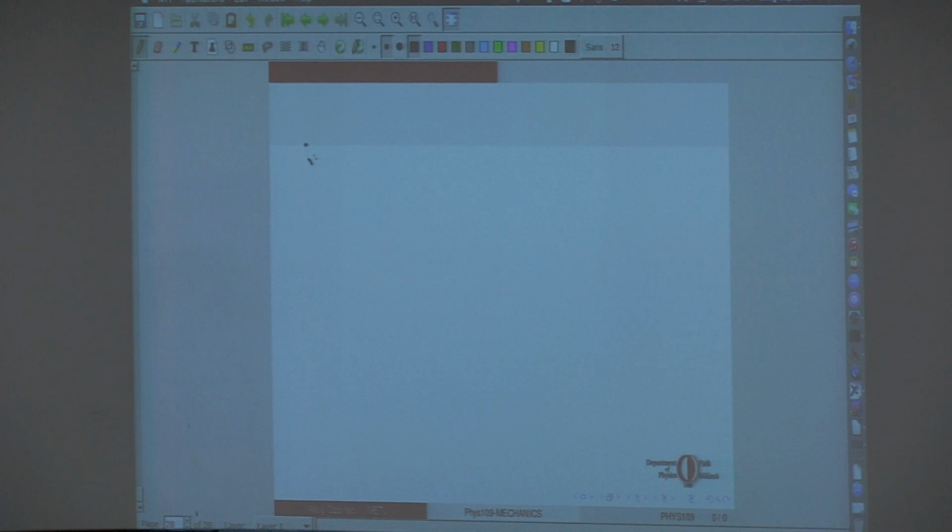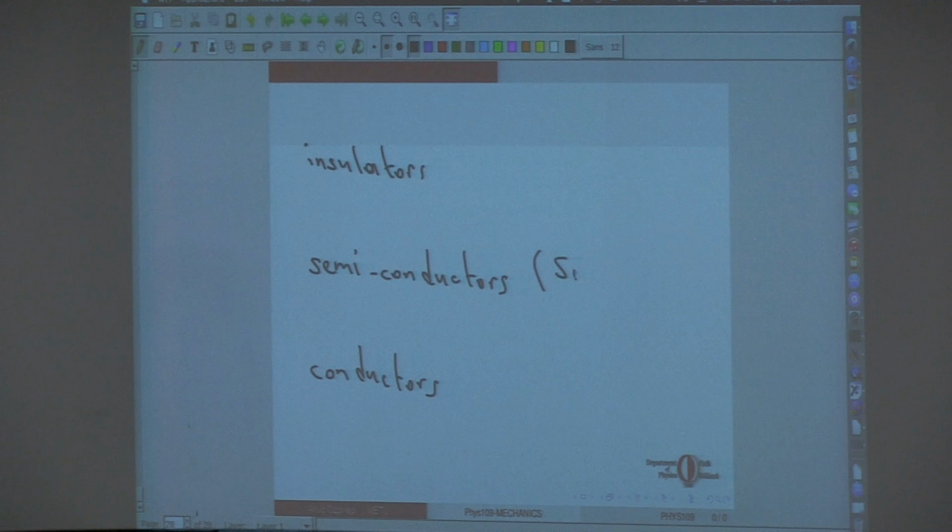We have the insulators. We have the conductors, and we have what are called the semiconductors. All of our electronic technology is basically based on these semiconductors. The most common semiconductors are silicon and germanium. Of course, there are other ones.